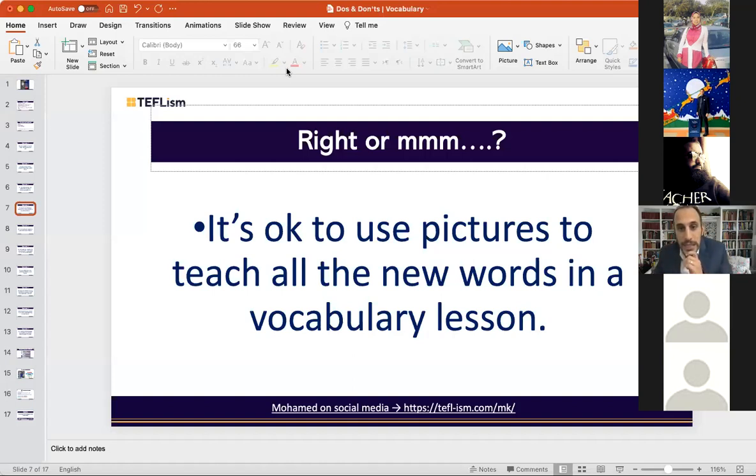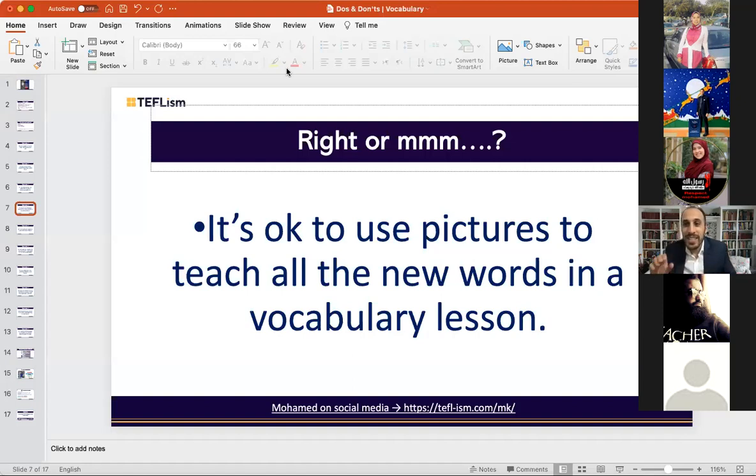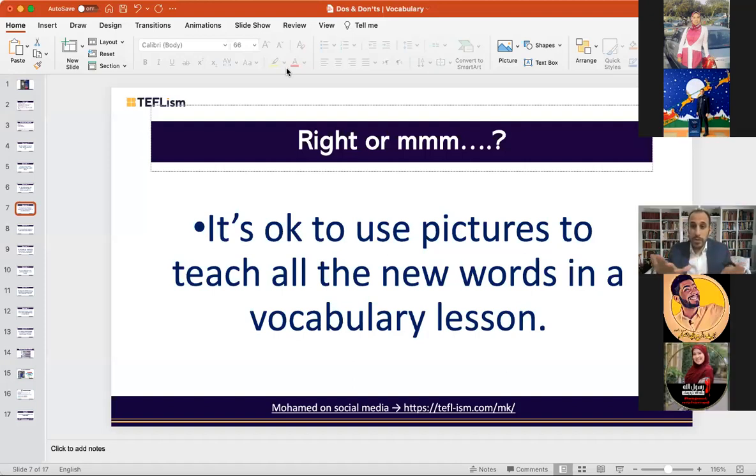But what if the word is abstract? Something we can't touch, can't feel, something we can't see. Like the word decision. How are you going to provide them with a picture? Like somebody doing this? Or two options in front of somebody and he's thinking? That might or might not help the students. Actually, it might confuse them.